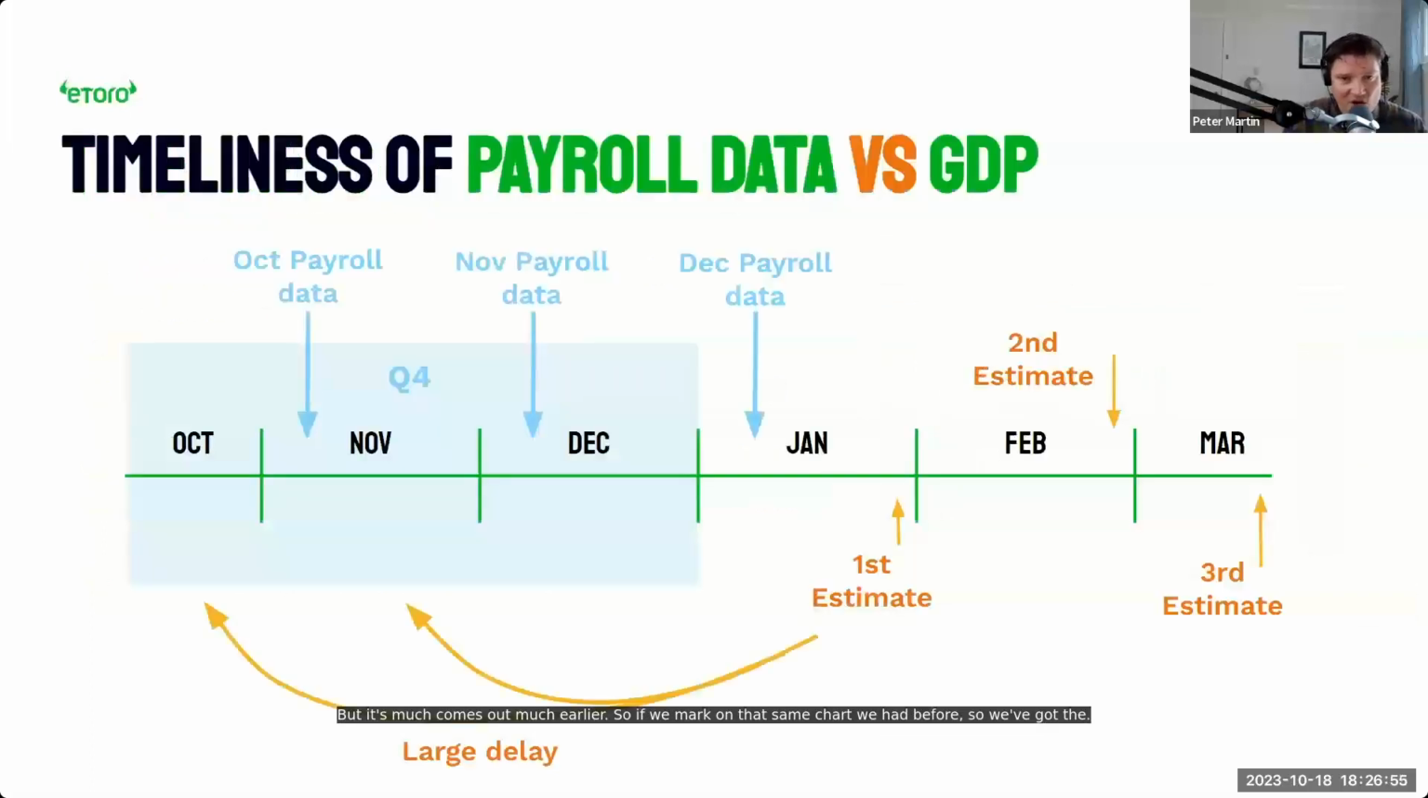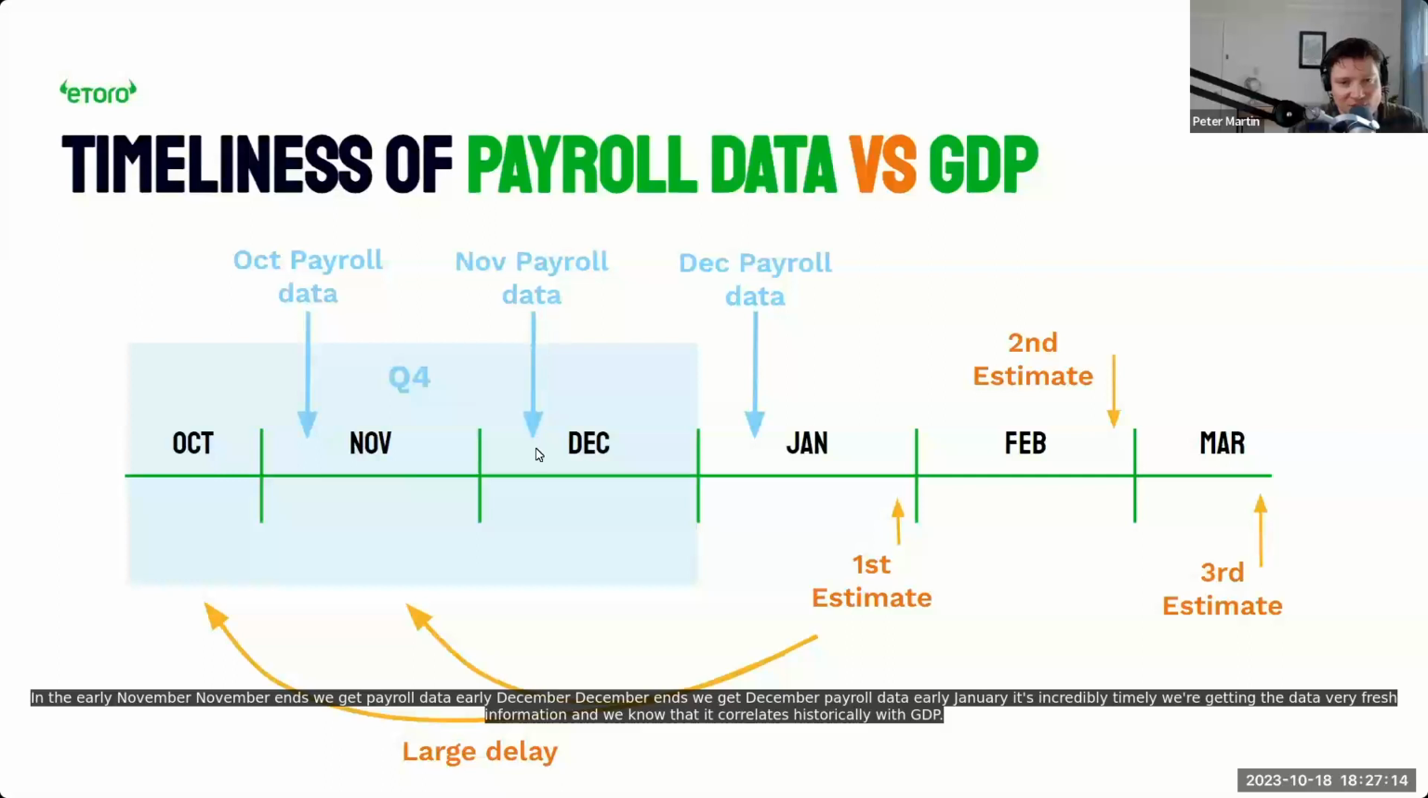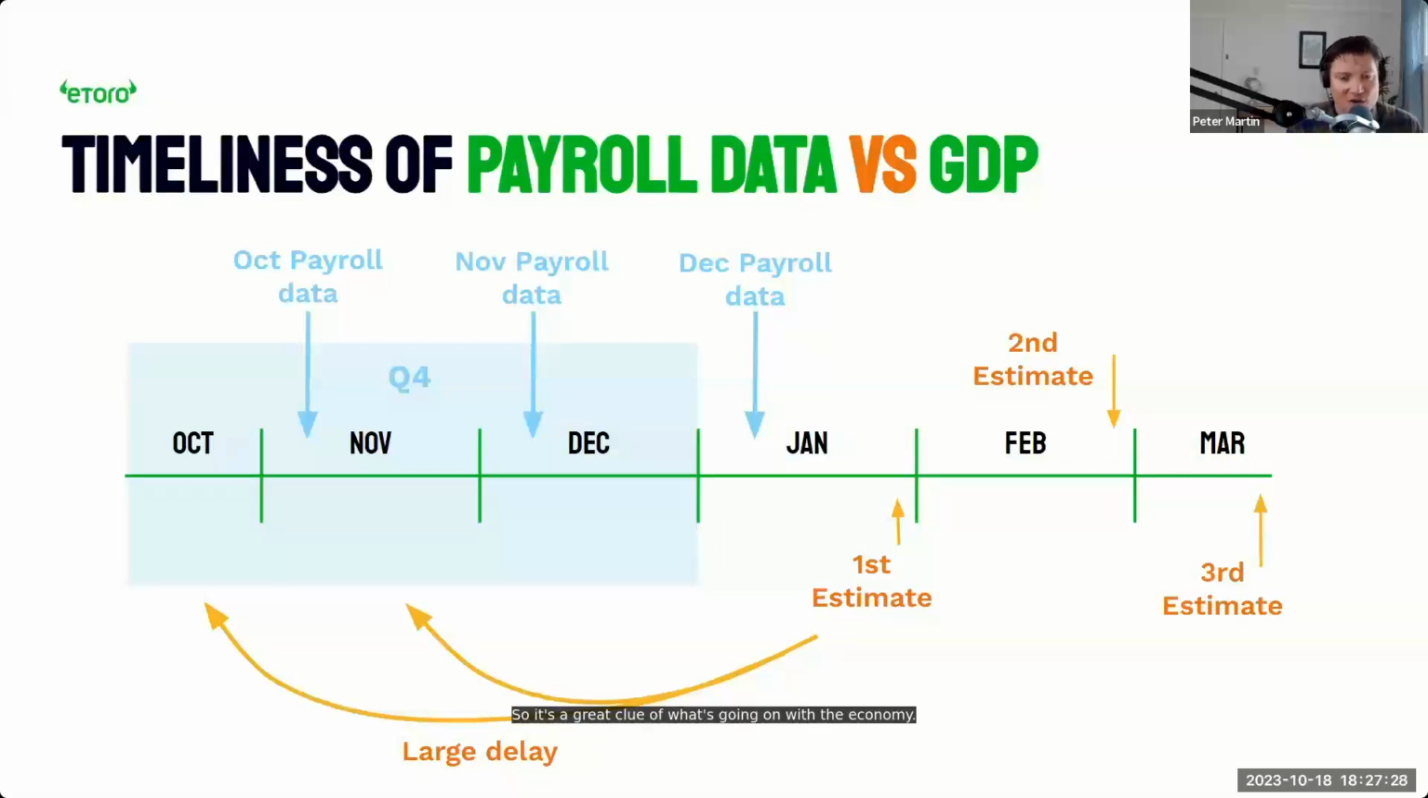So if we mark on that same chart we had before, we've got the first estimate, second estimate, and third estimate of GDP with the big delay. If we put on where the payroll data comes: October ends, payroll data is out straight away in early November. November ends, we get payroll data early December. December ends, we get December payroll data early January. It's incredibly timely. We're getting very fresh information, and we know that it correlates historically with GDP. So it's a great clue of what's going on with the economy.